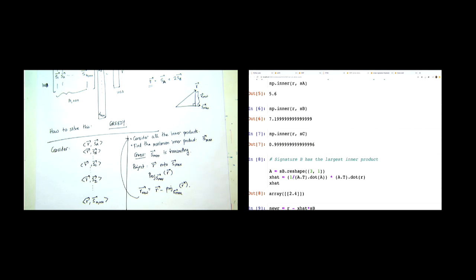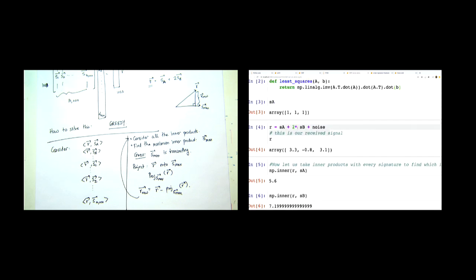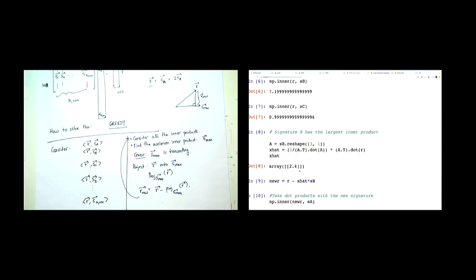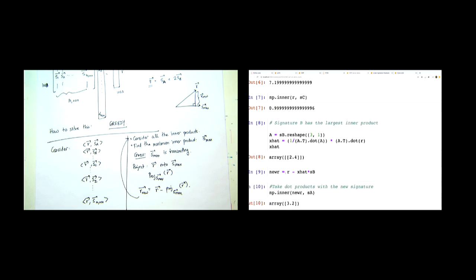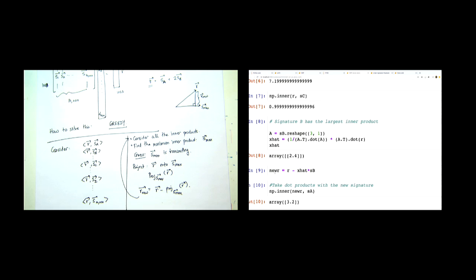So this is the projection, and I subtract it out. Well, what do I get? I get this coefficient 2.4, right? What was our actual coefficient? It was 2. So I got this coefficient 2.4. Now I'm removing 2.4 times SB from my R to get my new R. Okay? Everyone with me? Okay.